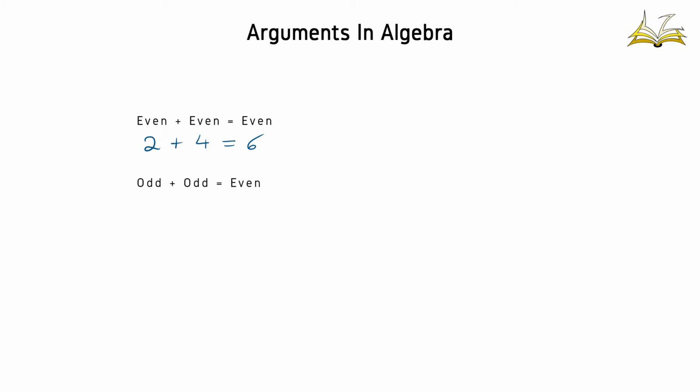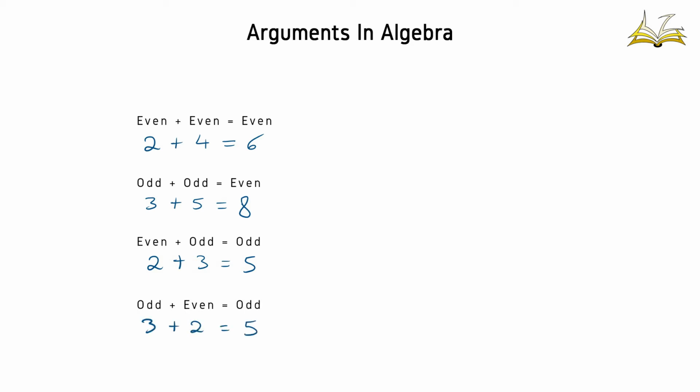Odd plus odd gives you an even number. So an odd number 3 plus an odd number 5 gives you an even number 8. An even plus an odd gives you an odd. So 2 plus 3 gives you 5, which is an odd number. An odd plus an even gives you an odd. So 3 plus 2 gives you 5, which is an odd number. So it's the same as the one above, just the 2 and the 3 are spun the other way, so you have a 3 and a 2.